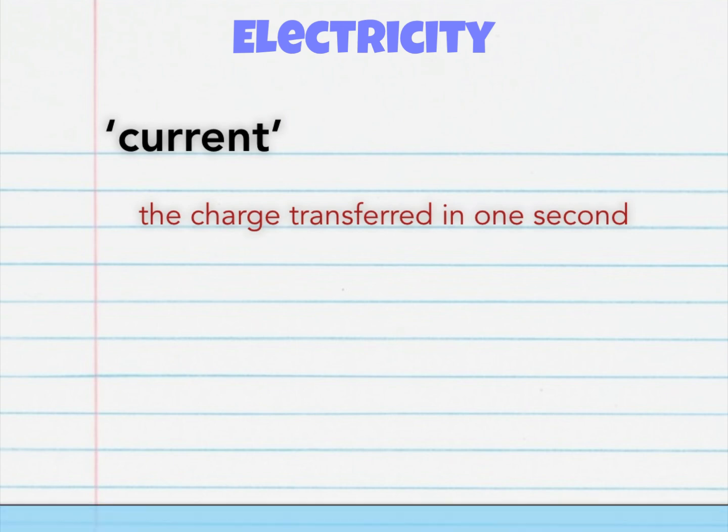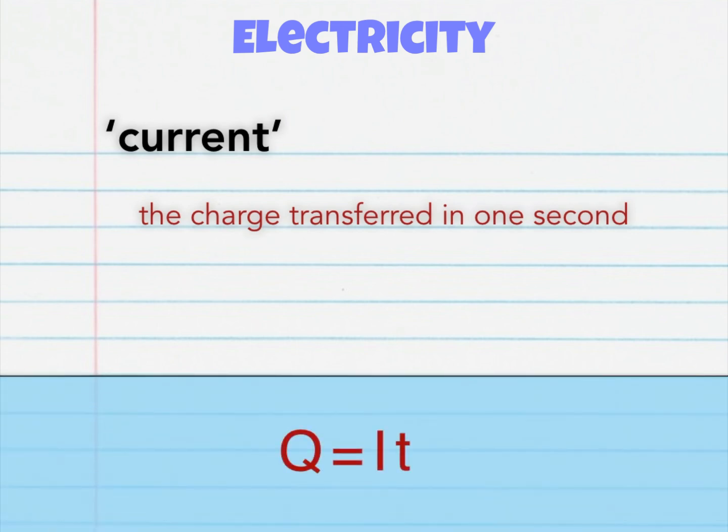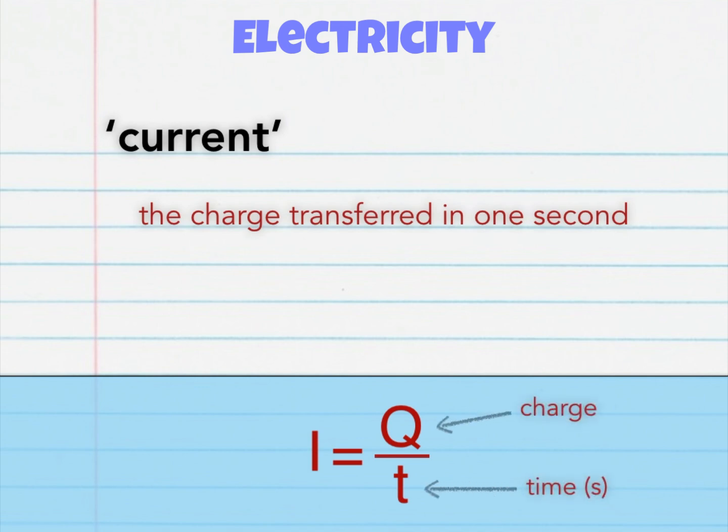You can use this equation to help you work out the definition for current, I, although you'll need to rearrange it to make I the subject. Just divide both sides by time t. Now we can see that current I is equal to charge q divided by time t. The unit for time is of course the second. So current is, as I said earlier, the charge transferred in 1 second.